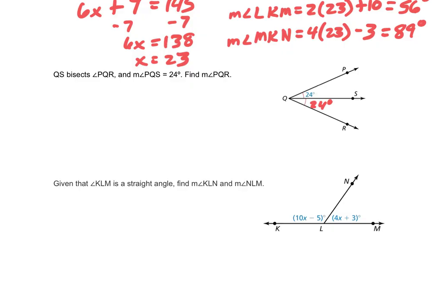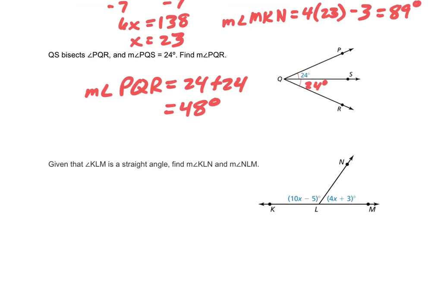Okay, but we are looking for the measure of angle PQR. Okay, PQR is this big angle right here. This half is 24, this half is 24, so what are we going to do with those two? Add them together. 24 plus 24. So that would be 48 degrees. Okay, that one a little bit quicker.